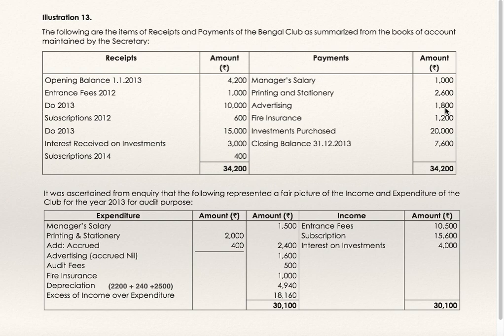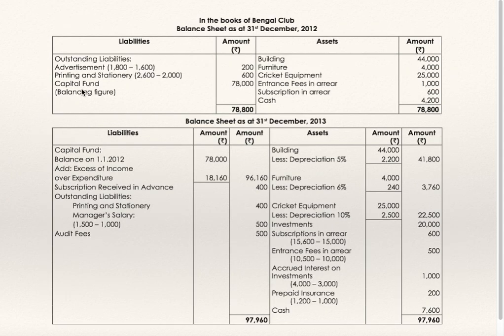After printing stationery, next is advertising 1,800. Advertising 1,600. Accrued is nil. Current year no accrual, so this 1,600 is for the current year. That means 200 they have paid. This is payment paid for the last year. In the opening balance sheet you will find advertisement outstanding 200.